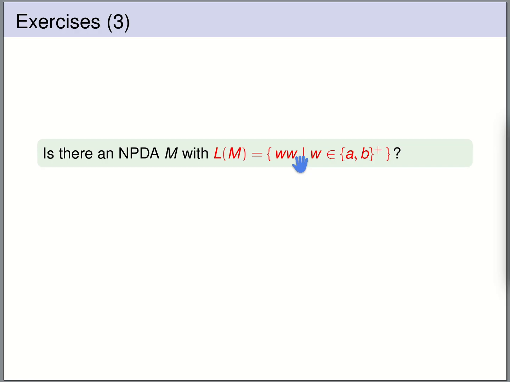We will later see that this language, WW, so these square words, is indeed not a context-free language. And we will prove this using the pumping lemma for context-free languages. So indeed, for this language, there cannot be a context-free grammar, and there cannot be a non-deterministic pushdown automaton.